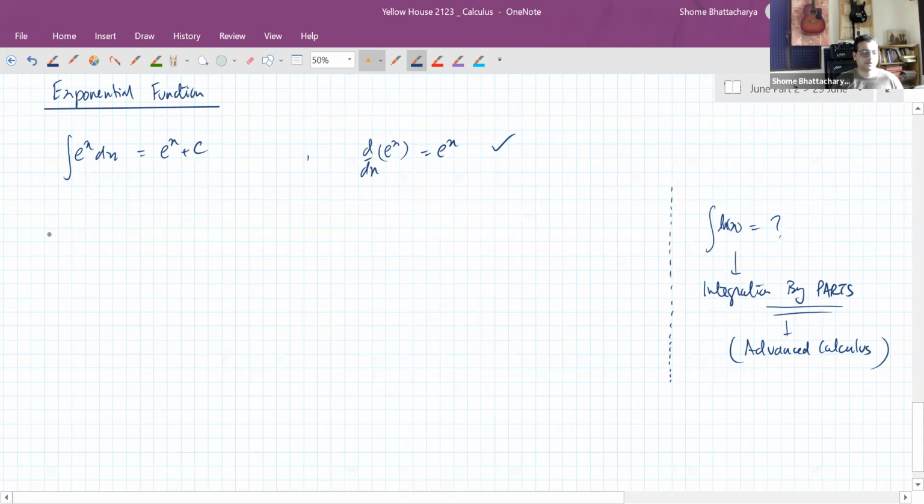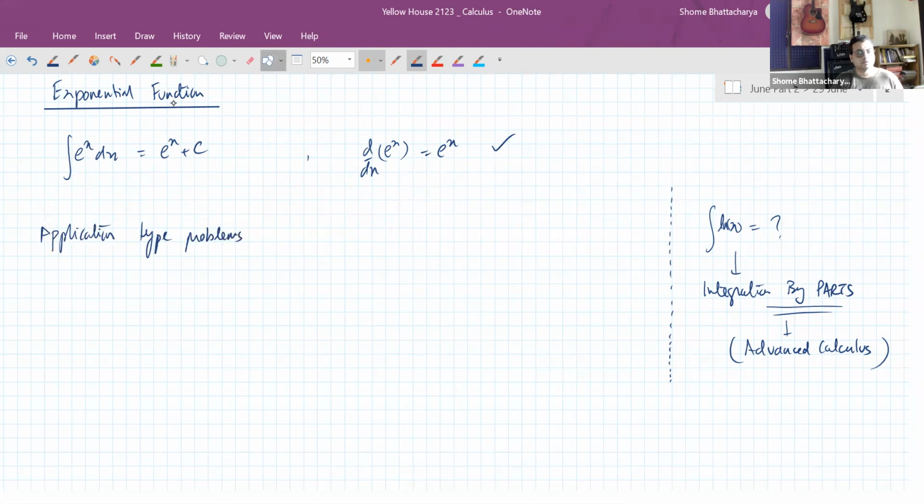Now let's see a couple of situations where we can apply indefinite integration or the antiderivative concept to physical types of problems. Okay, so application type problems. One of the most intuitive applications of calculus of any type, whether we are talking about integration or differentiation, is in the study of motion or kinematics. So let's see an example based on kinematics.